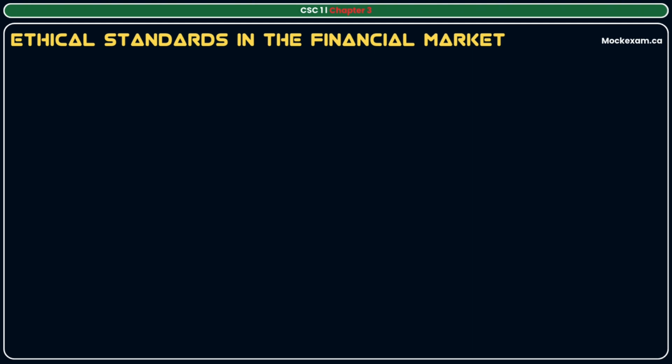What are some examples of unethical practices? Regulators define unethical practices as actions not in the public or market's best interest. Here are some key examples.